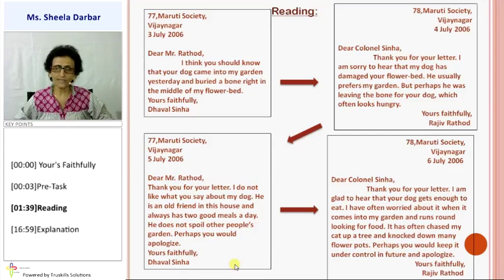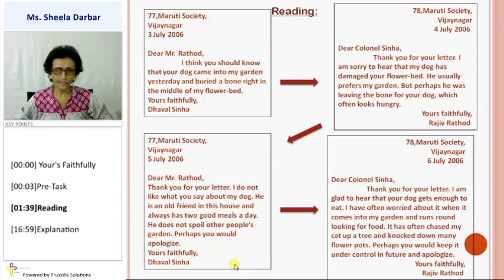See the address once again on the right hand side. Dear Colonel Sinha, thank you for your letter. I am glad to hear that your dog gets enough to eat. See, he is taunting. I have often worried about it when it comes into my garden and runs around looking for food. So see what allegation he is putting on the dog. That you are giving him food.